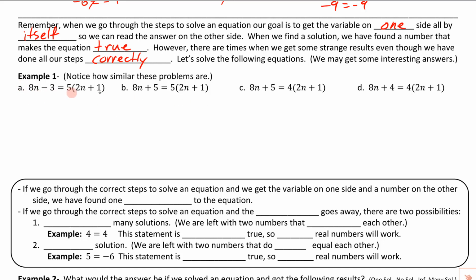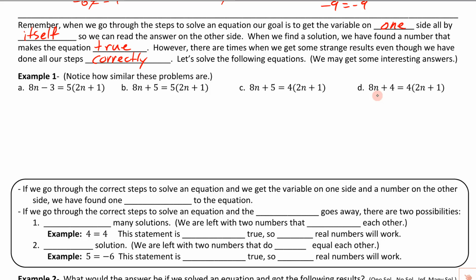I've got example 1, I've got an A, a B, a C, and a D. And notice how similar these problems are. Notice that they all start with an 8n. We're either adding or subtracting a number. We've got a set of parentheses on the other side, and in every case, take a look at what's in parentheses, a 2n plus 1 on every single one of these. Here we've got a 5 out in front to be distributed through, and here we've got a 4 to be distributed through. So solving these is going to be very, very similar on each one.